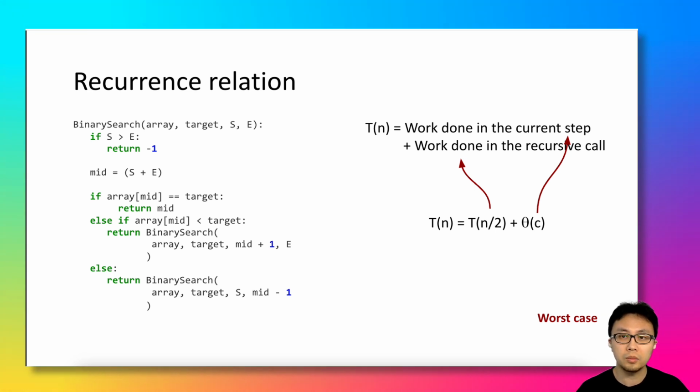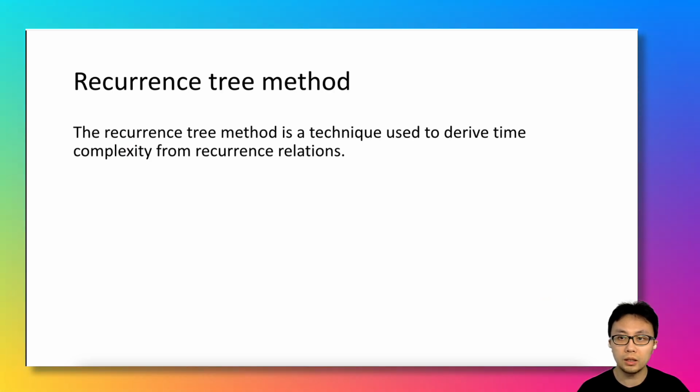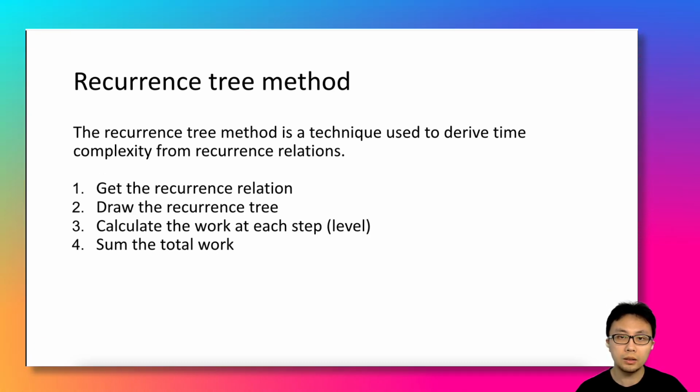As you can see, the time complexity function T shows up at both sides. So this doesn't tell us how efficient binary search is. To answer that, we need the help from the recurrence tree method. This is the generalized method to solve time complexity of divide and conquer algorithms we have mentioned. It involves at least 4 steps, including get the recurrence relation, draw the recurrence tree, calculate the work at each step, or say at each level, and sum the total work.